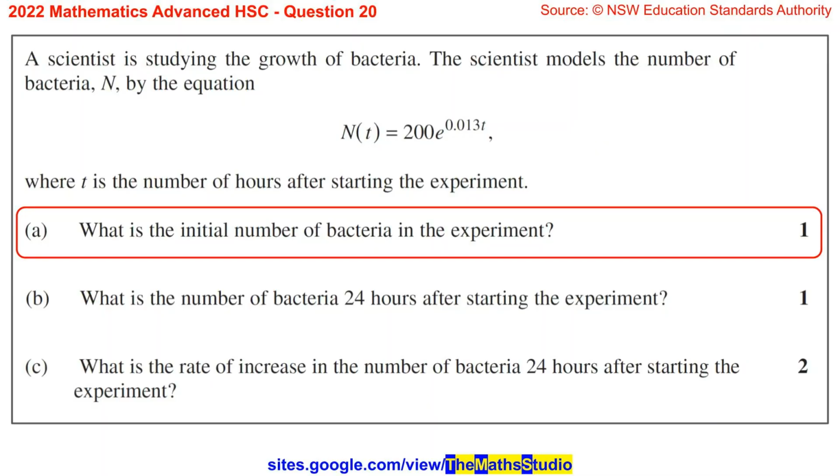Question 20. A scientist is studying the growth of bacteria. The scientist models the number of bacteria, n, by the equation n of t equals 200 times e to the power of 0.013 t, where t is the number of hours after starting the experiment. Part A. What is the initial number of bacteria in the experiment?